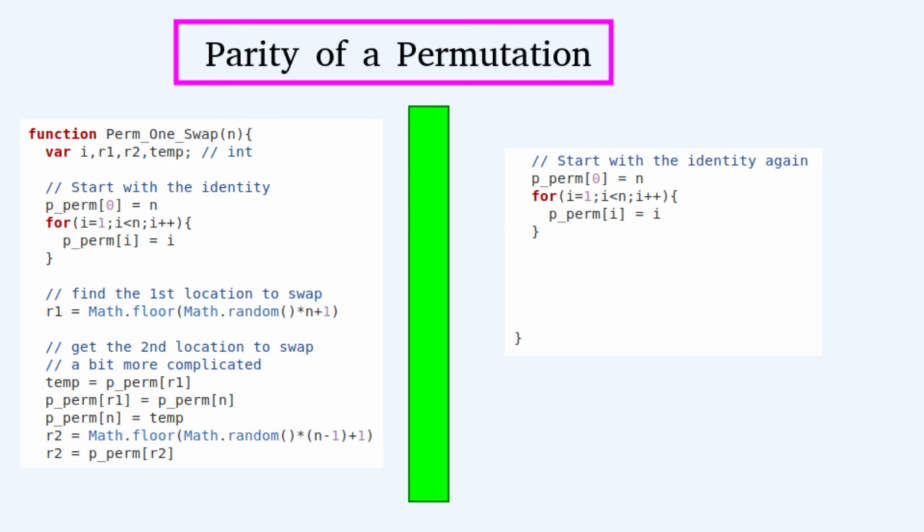We'll then have to make the identity permutation again. I could just swap the second random number with the last number, but it's cleaner and easier to read if I just make the identity permutation again. And so finally we'll perform the swap on this permutation.